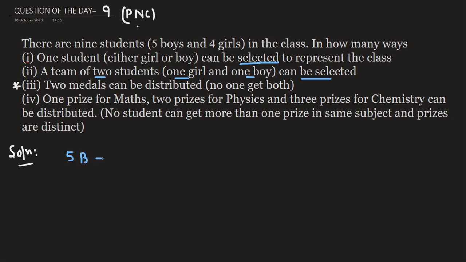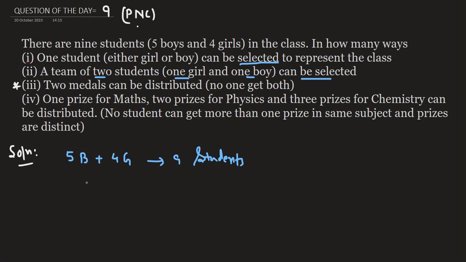5 boys and 4 girls are there. You can write only G, no problem. So 5 boys and 4 girls. If I ask you how many students are there, you say simply, sir, 9 students are there. Now my next question is, if I ask you, can you select any one out of 9?